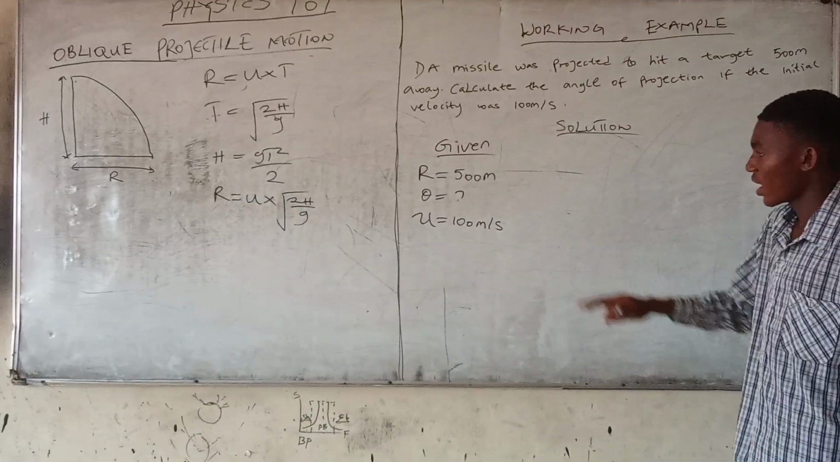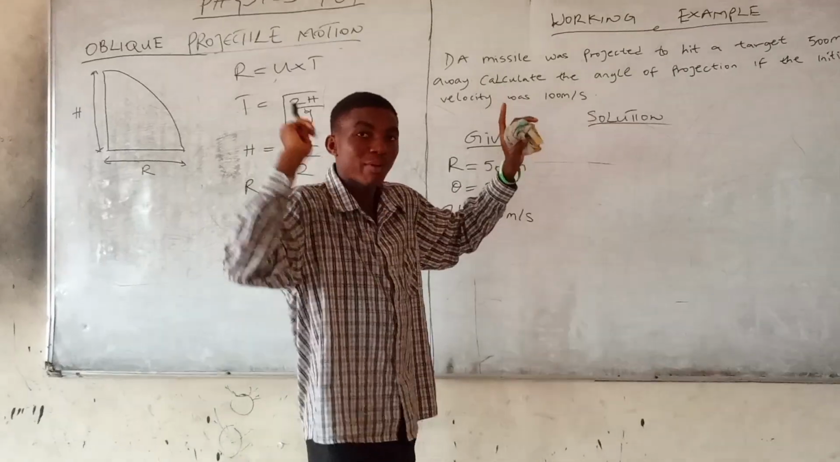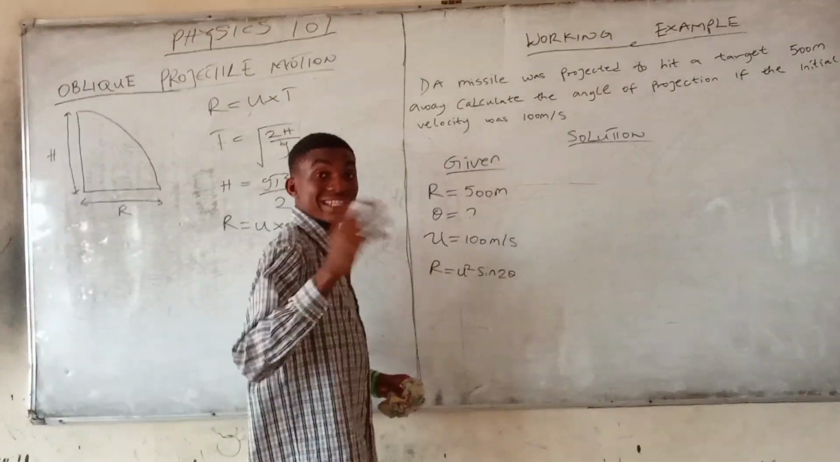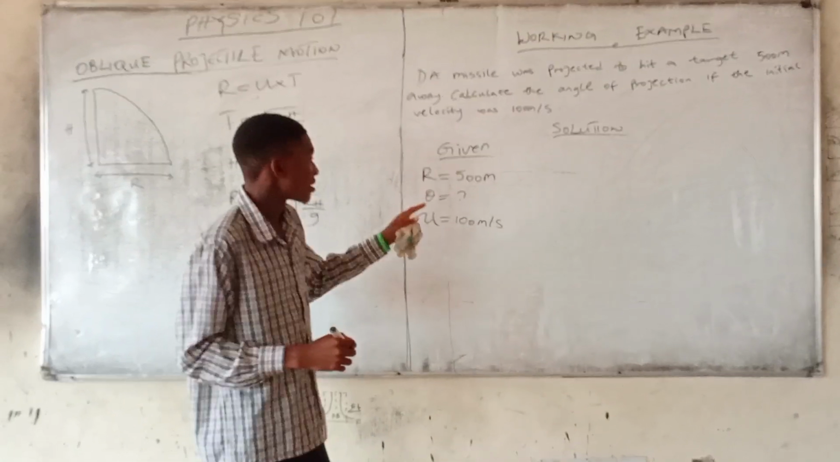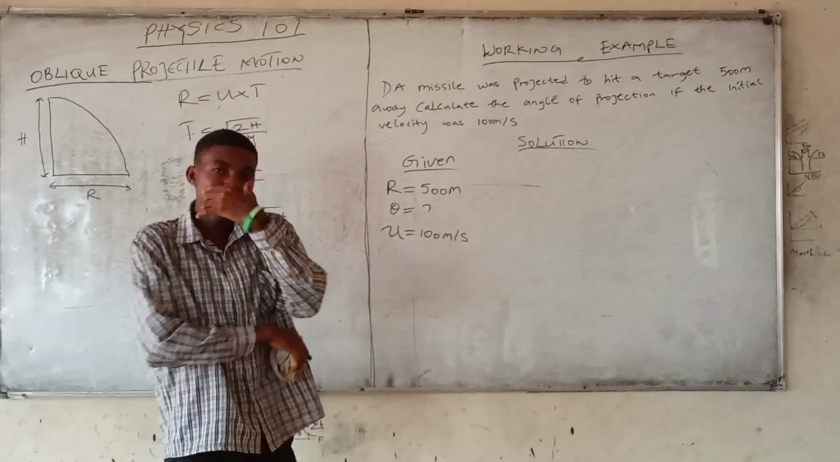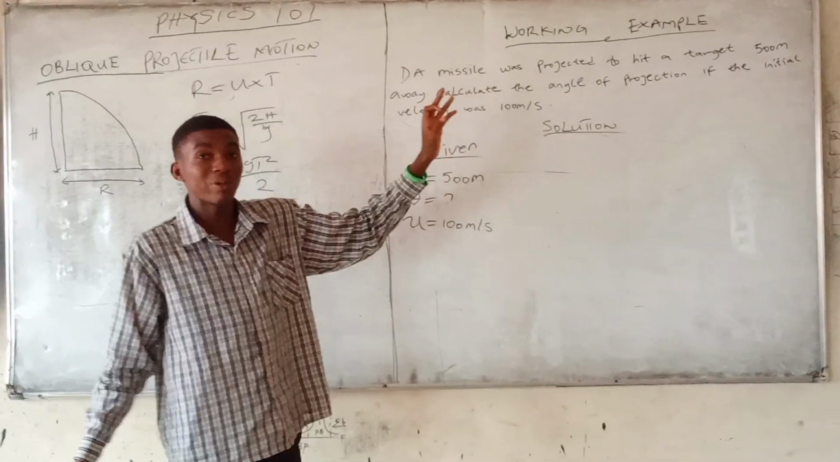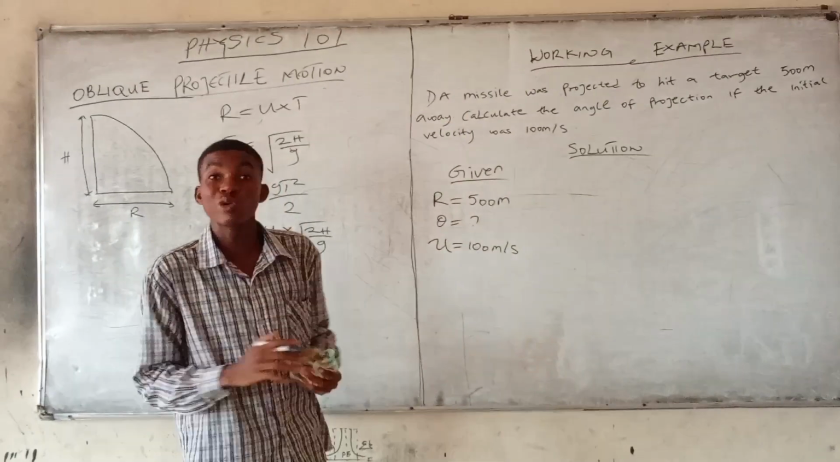So now we have this parabolic projectile motion. The formula for range, R, just cancel digital. So we have our given, which is this. Now we think, what is the best formula? This is parabolic projectile motion because they said the missile was projected.